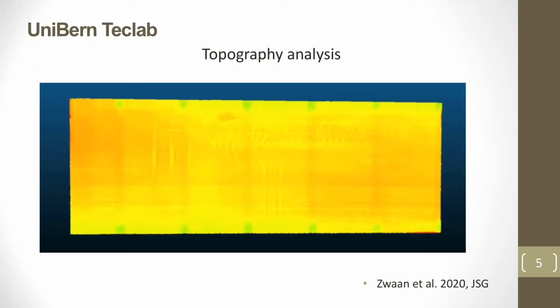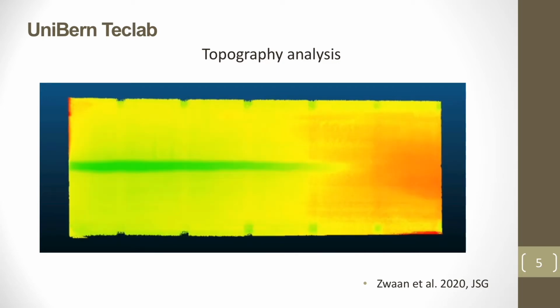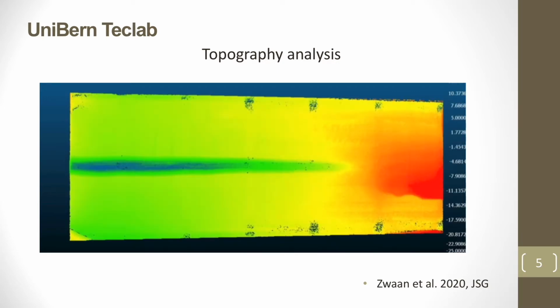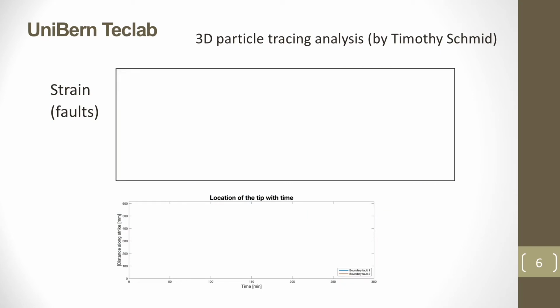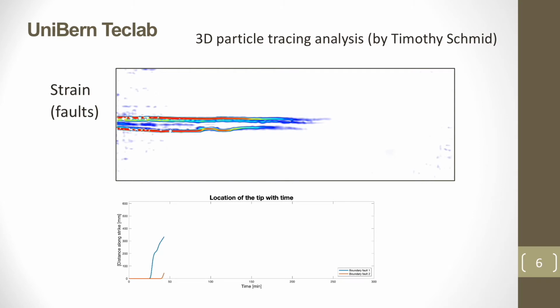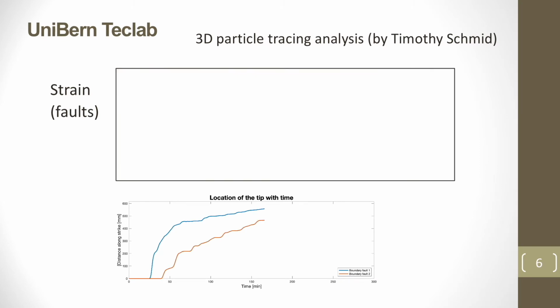This is a topography analysis. If we play the video, we can see which parts of the model are moving up and down. 3D particle analysis also allows us to really follow where faults are developing. So for instance, here we see the propagation of faults. And we can also trace this in a diagram like here, so we can really quantify what's going on inside our model.